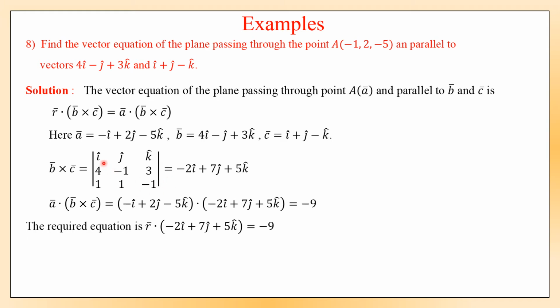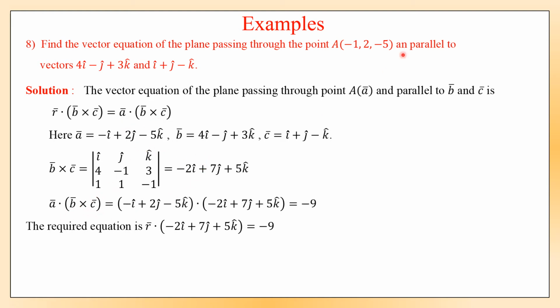Then simplify. Here is i. Take cross multiplication: 1 minus 3, that is minus 2, into i vector. Take minus j, then cross multiplication: minus 4 into minus 3, that is minus 7 into j, which is plus 7j. Plus k vector: here it is minus minus plus 1, 4 plus 1, 5 into k vector. Therefore b vector cross c vector equals minus 2i plus 7j plus 5k. We have to find a vector dot b vector cross c vector.